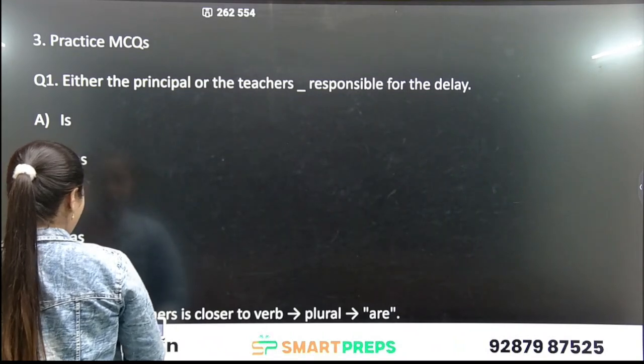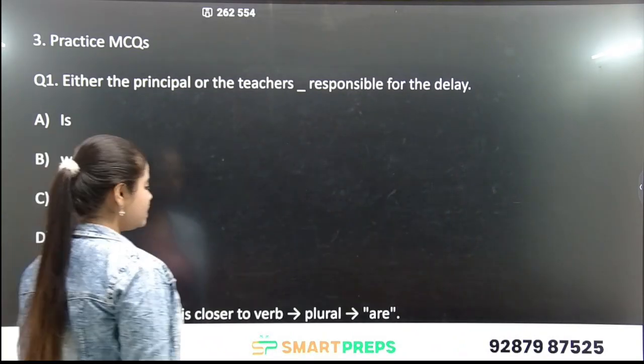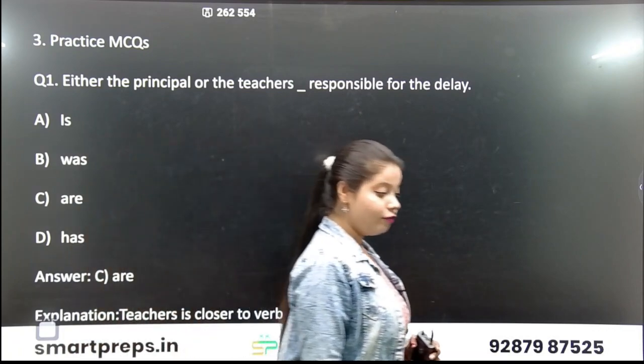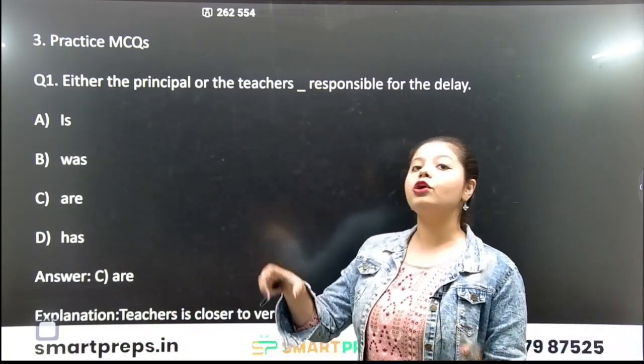So now let's move to the various MCQs, because I believe practice makes a man perfect, and when we don't practice, we will not understand how this theory is applied.